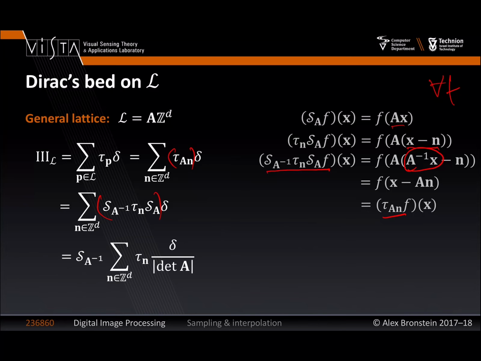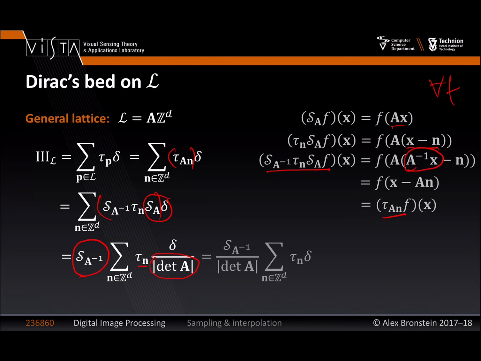I will use the fact that SA acting on delta, so what does it mean to stretch the delta? The delta remains the same distribution, just the scaling by the determinant of A pops up in the end result. So this is the scaling. Okay. Then I have translation by tau n, which remains. It's translated delta, and I will move this stretching by the inverse A outside of the sum. Okay. All these are linear operators, of course.